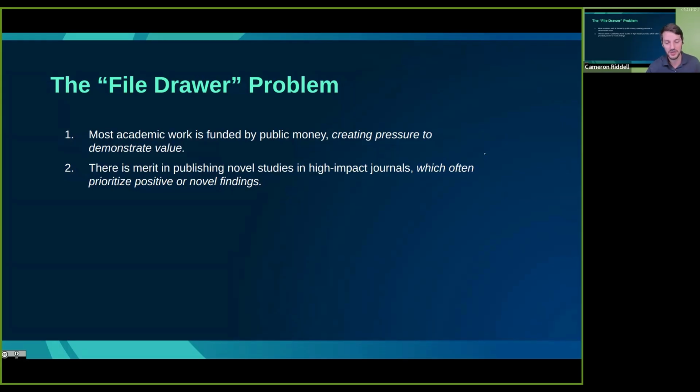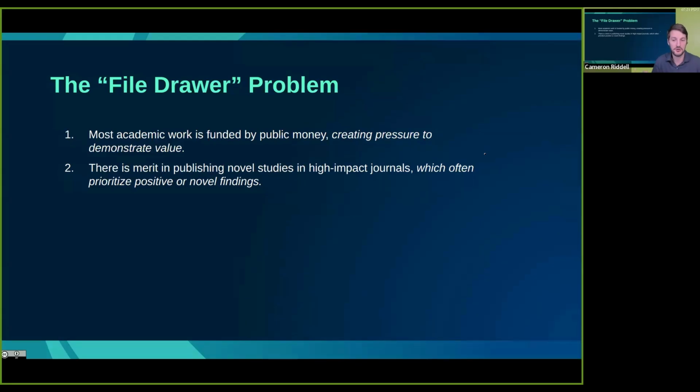You want that Nature publication. You want that Neuro publication. You want that Cell publication. And this often prioritizes positive or novel findings. You will not find in the journal Nature a reproduction of an existing study. You won't find a published result there that says, we did the exact same things that a previous author did 5 years ago, and we came to the same results. That is simply not going to get published in Nature.